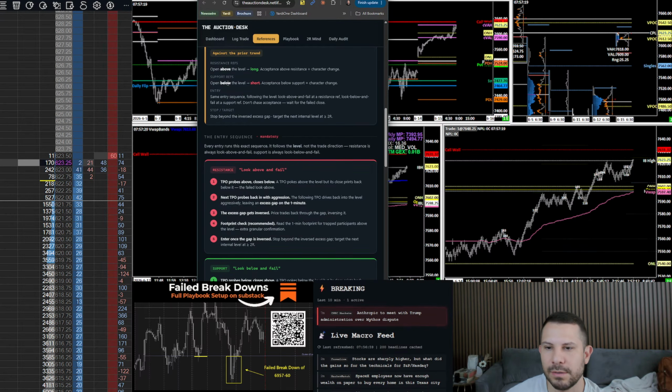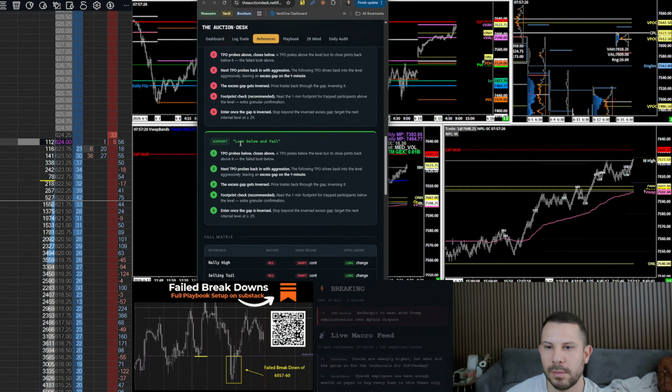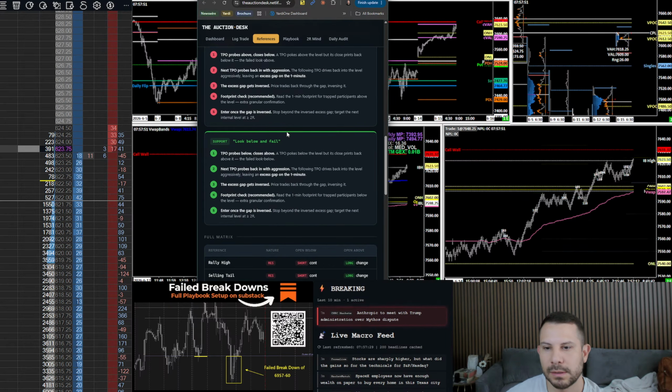It looks very clean too. I like it. Every run is exact level resistance. We broke the IB. Look above and fail. Look below and fail. Very good. Pokes above the level, but it goes back within, below the failed look above. Next, it probes the aggression. Yeah, that aggression thing is super important as a probe. That's good. The excess gets inverse. That's exactly what happened actually on that pre-profile thing. Not bad.